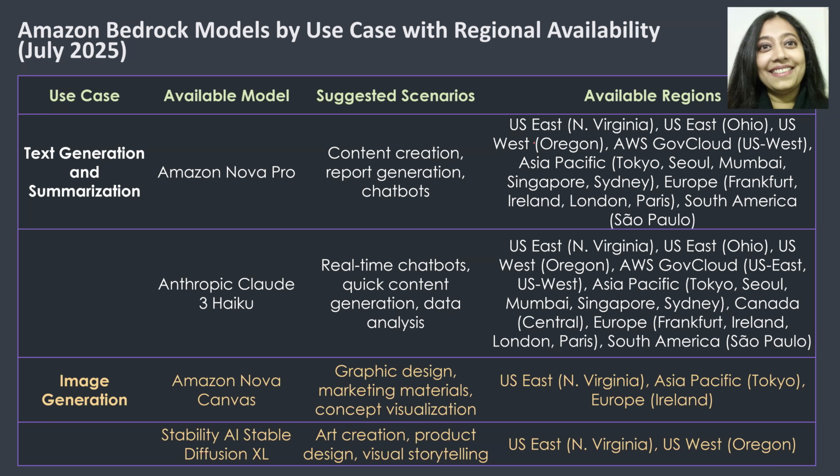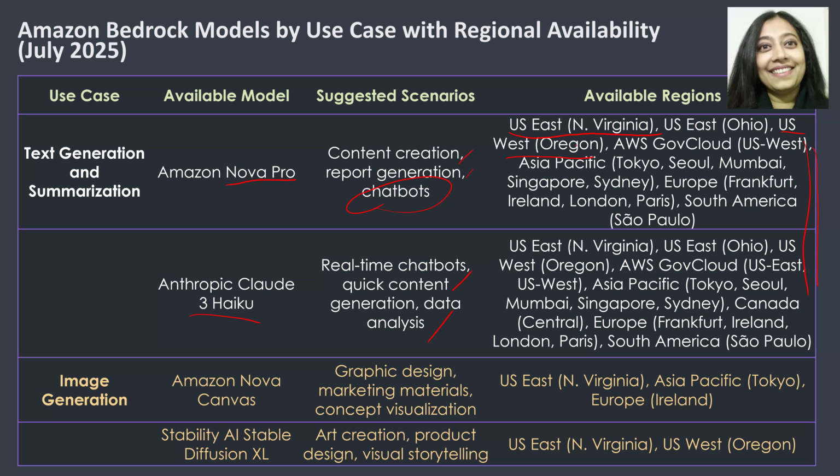The first use case that we have is text generation and summarization. The two models that are available for this use case are Amazon Nova Pro and Claude 3 Haiku. Nova Pro is good for content generation, report generation, and any kind of chatbots. And Haiku is good for real-time chatbots, quick content generation, and data analysis. And these are the different regions where these models are available. As I said, most models are available in US East and US West, that is North Virginia and Oregon regions.